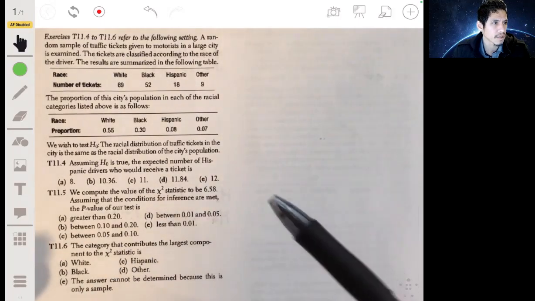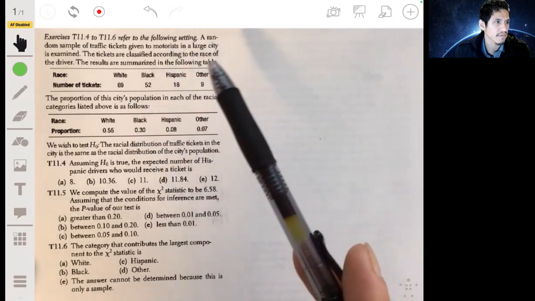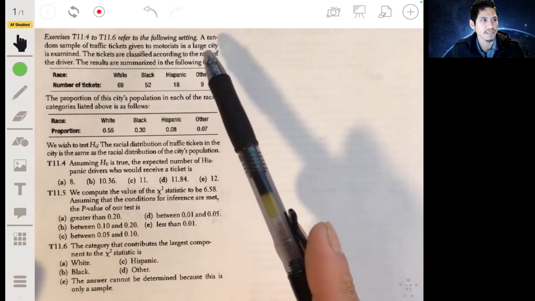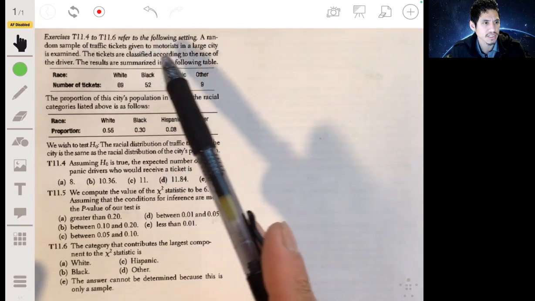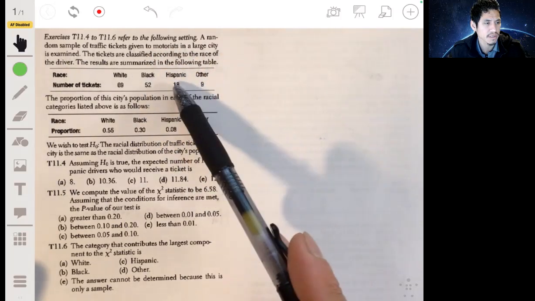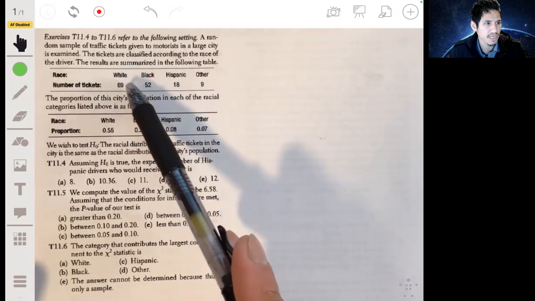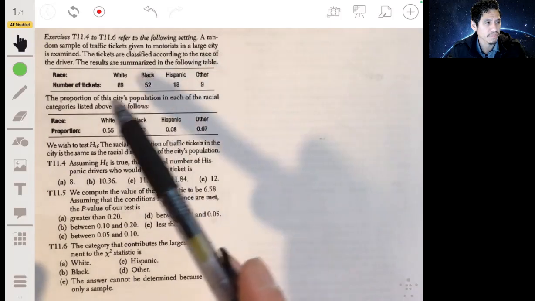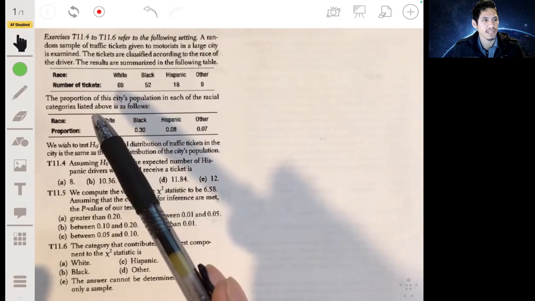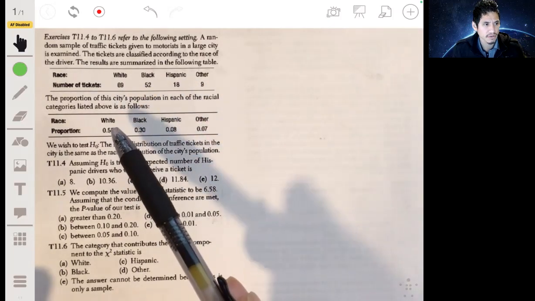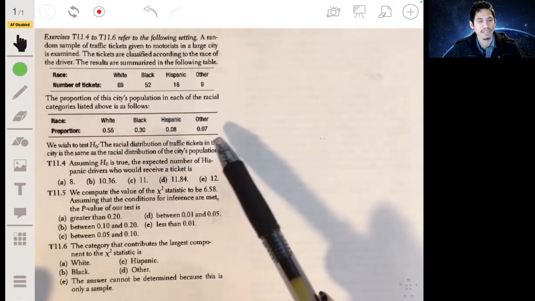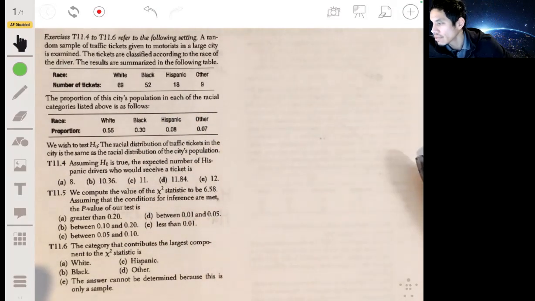All right, so for problems 11.4 through 11.6, we have this setting. A random sample of traffic tickets given to motorists in a large city is examined, and the tickets are classified according to the race of the driver. The results are summarized in this table here. The race is broken up into white, black, Hispanic, and other. The proportion of the city's population in each of the racial categories listed above is as follows: white 0.55, black 0.3, Hispanic 0.08, and other 0.07.